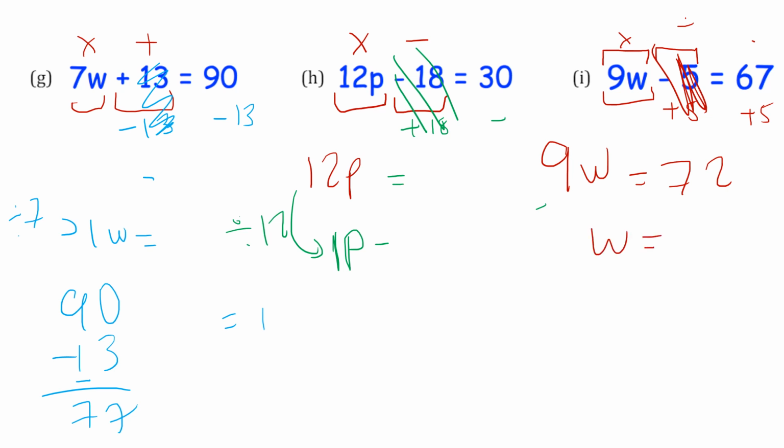And then how do we get 1w? What is 9 and w doing together? The times. What's the opposite of times? Divide. So we divide this side by 9 as well. 72 divided by 9 equals 8.